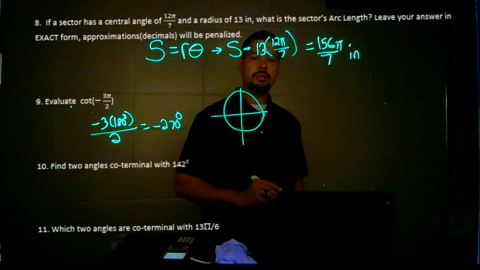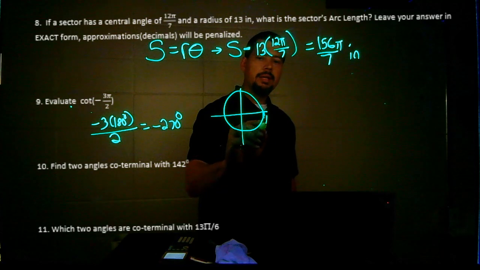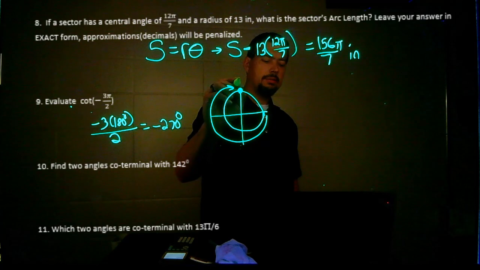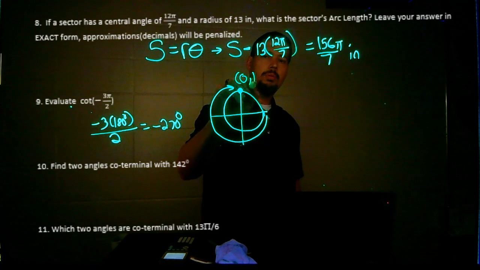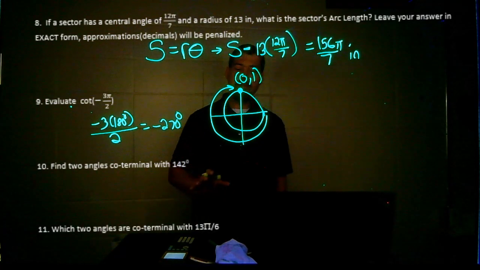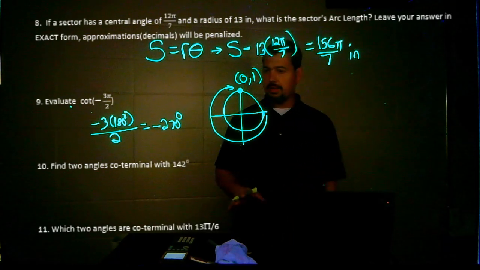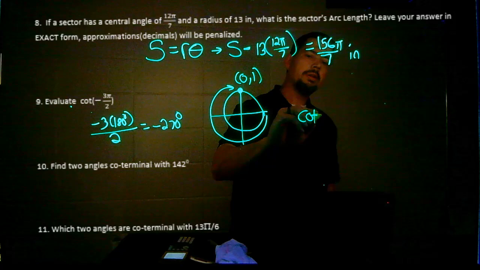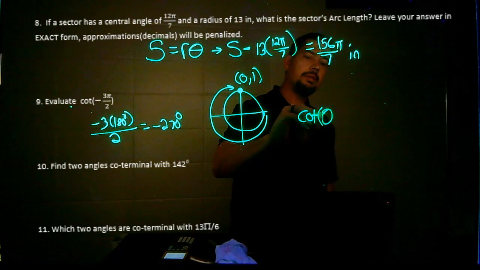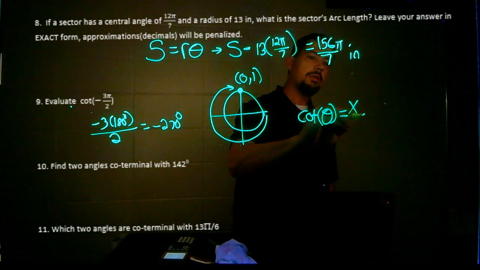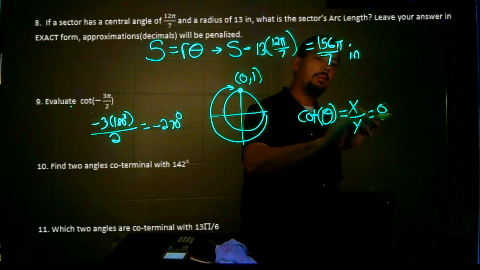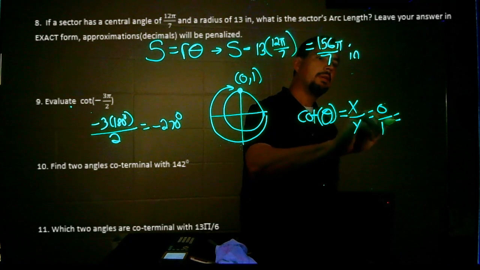So here's my circle. I am rotating negative 270 degrees, and I get right here. That is negative 270 degrees. Now, my coordinates here are 0, 1. So this is definitely a circular concept question if you're doing it by hand. On the unit circle, the cotangent of an angle is x over y. My x-coordinate here is 0. My y-coordinate is 1. My answer is 0.